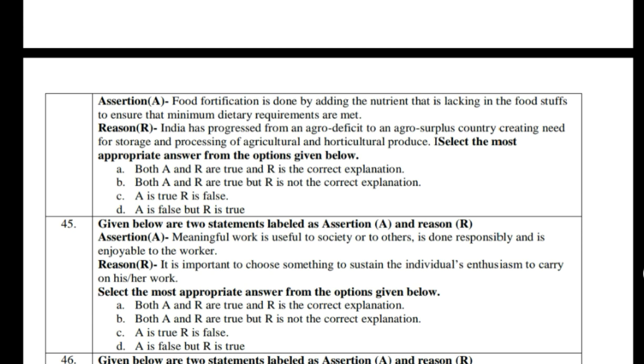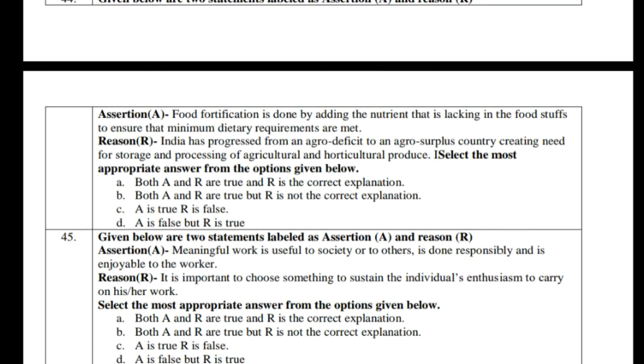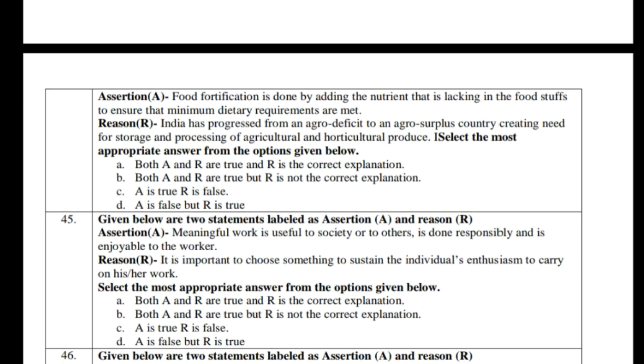Now we come to question number 44. The assertion is: food fortification is done by adding the nutrient that is lacking in the foodstuff to ensure minimum dietary requirements are met. This is actually the definition of food fortification, and sentence A is true. Now, the reason is: India has progressed from agro deficit to agro surplus country, creating need for storage and processing of agricultural and horticultural produce. This is correct.